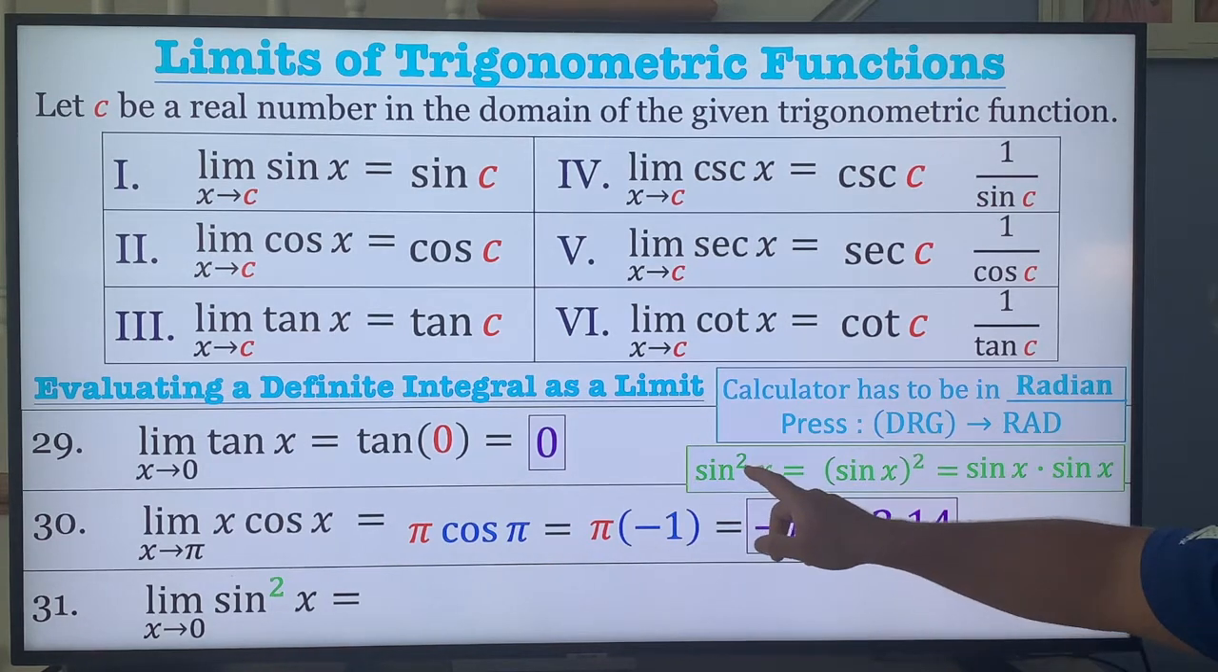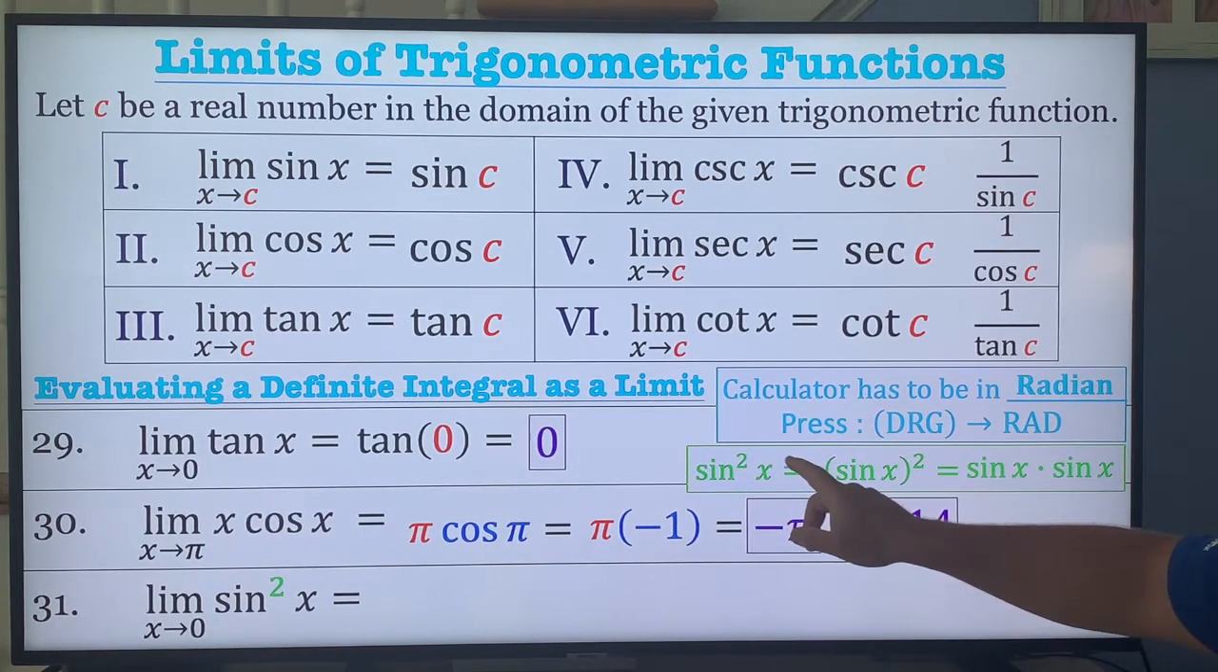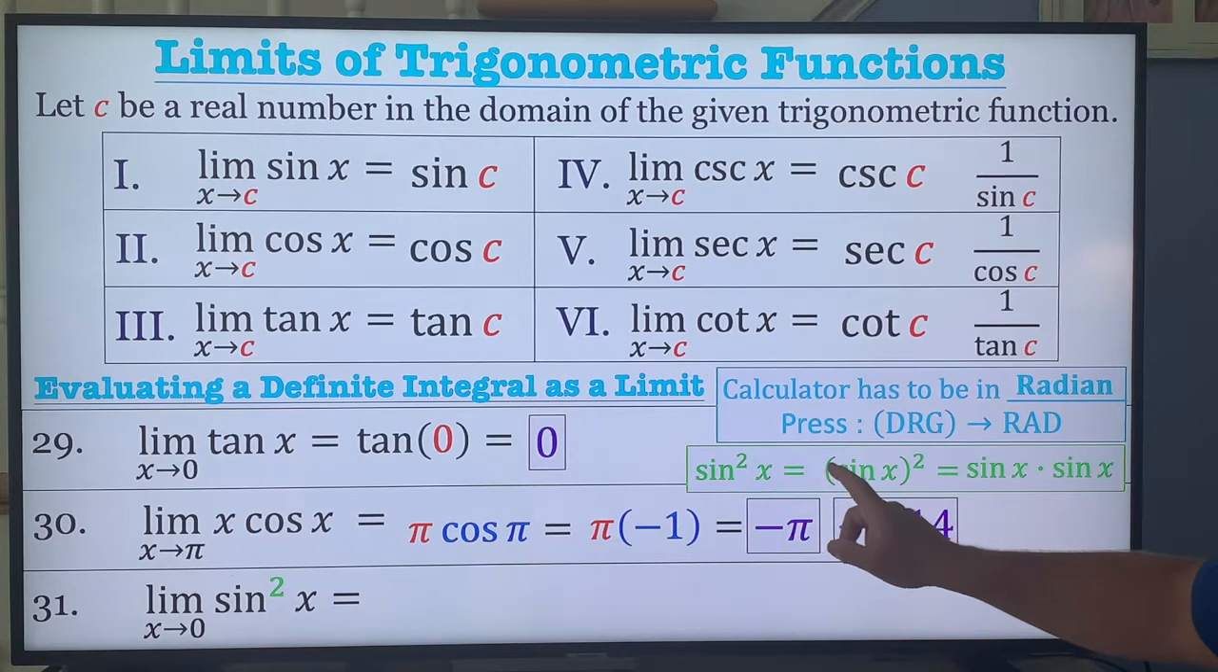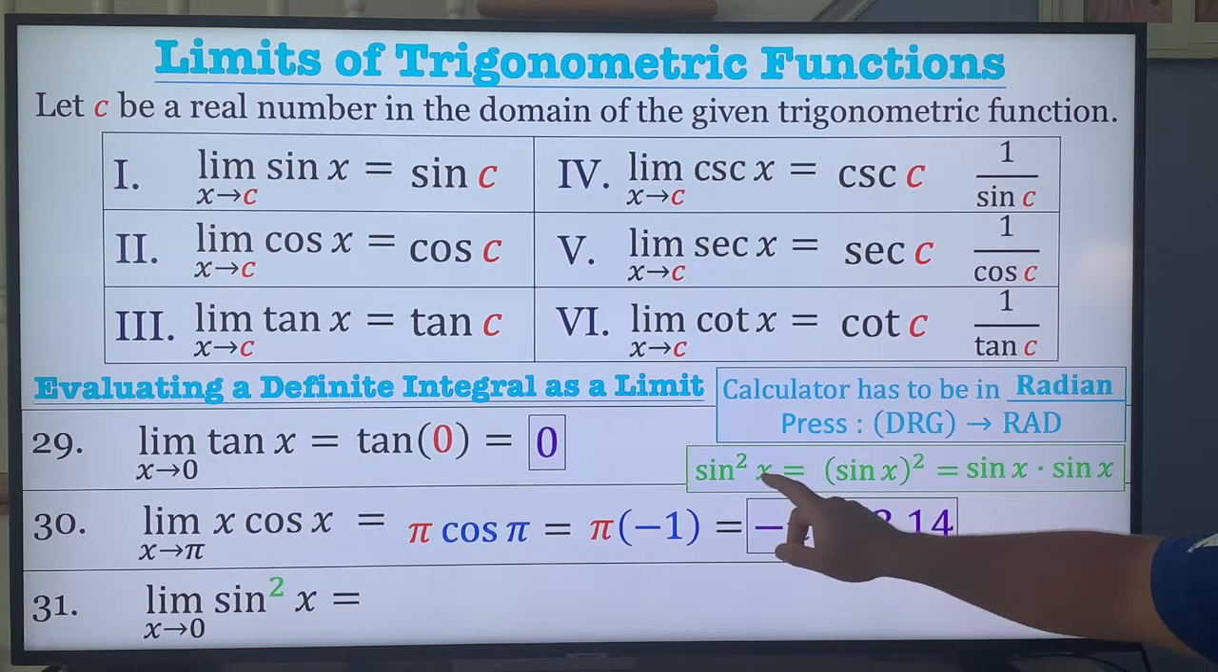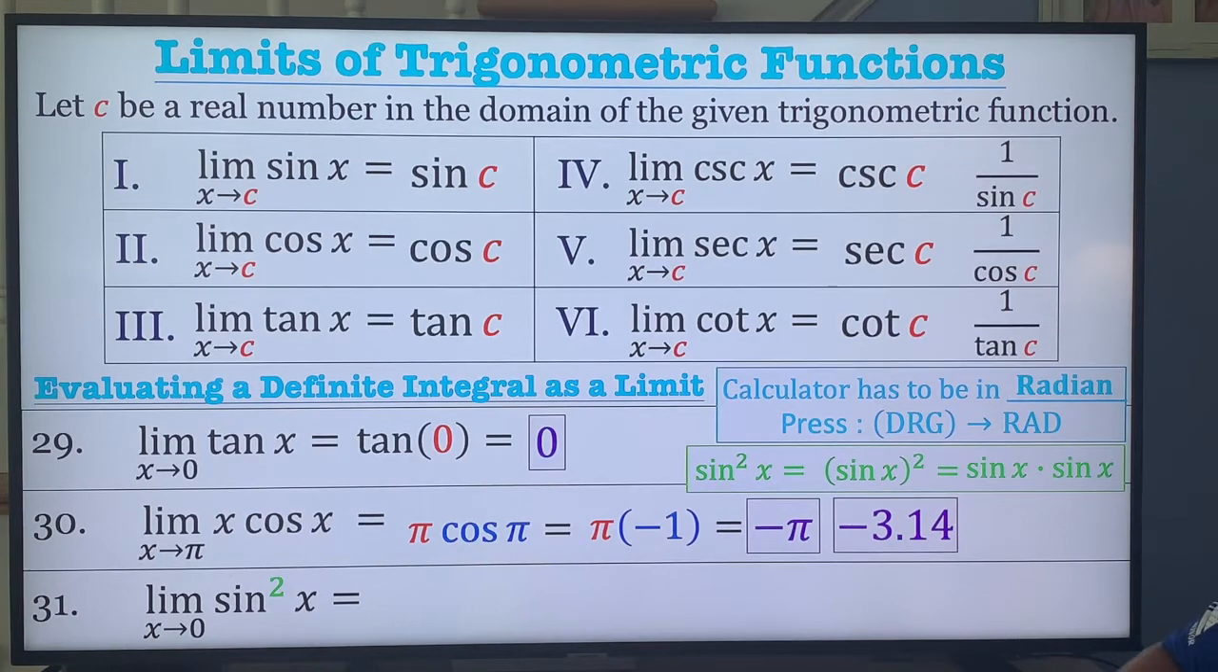The reason the squared is put next to the sine and not outside like here, is because if you don't use parentheses and you put it out here, you're going to think your x is squared. That's why they put it next to the sine. It just makes it easier to do.